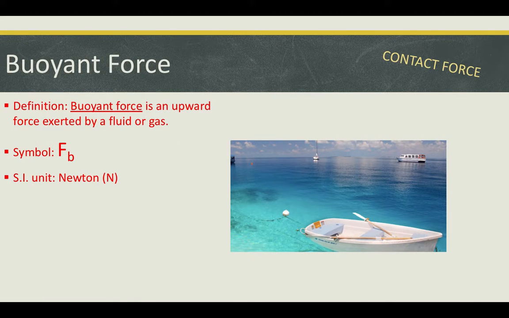The next force that you need to include on your bookmark is called a buoyant force. Buoyant force is an upward force that is exerted by a fluid or a gas. The symbol is F sub B, and again, the unit is a Newton. In this photograph, there are buoyant forces supporting the weight of all of the boats shown in this picture.